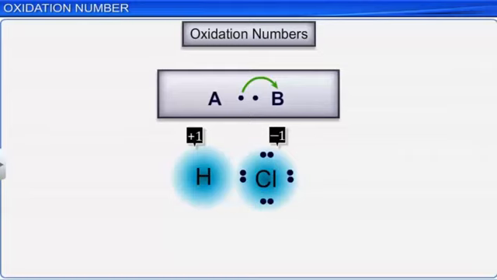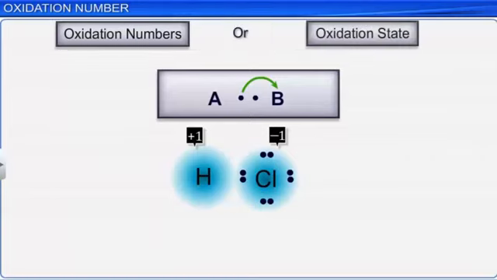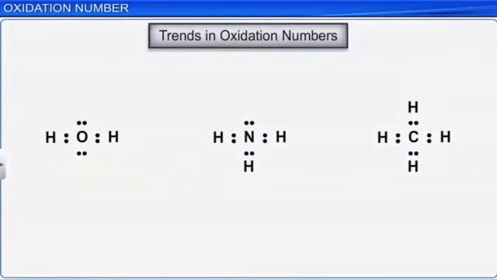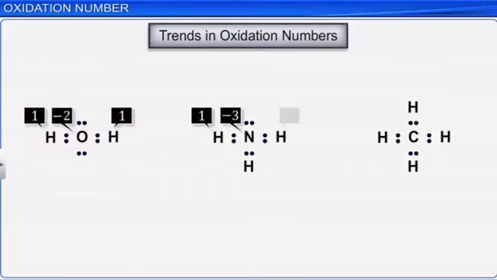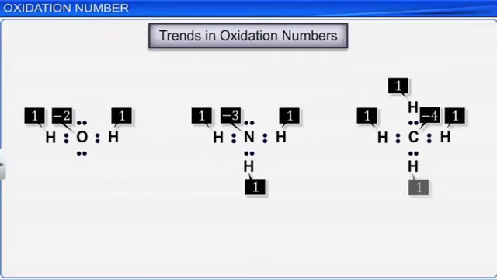Oxidation number is also referred to as oxidation state. We will be using the term oxidation number throughout this module. To determine the oxidation number of an element in a compound or an ion, certain rules have been formulated. Let's look at these rules.